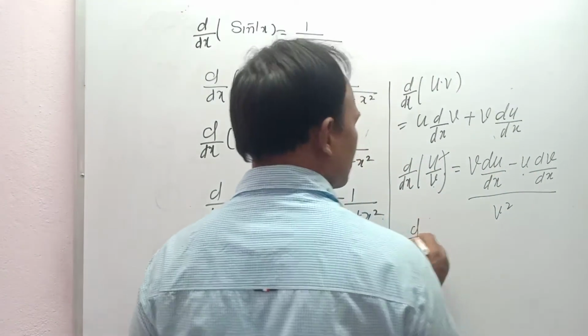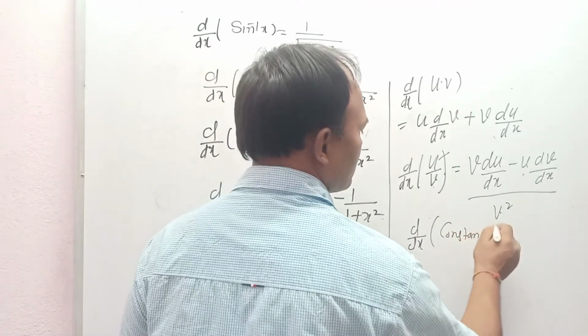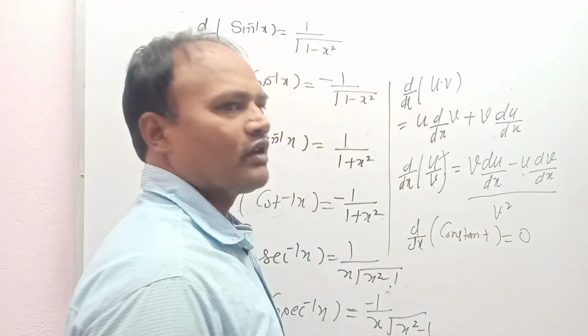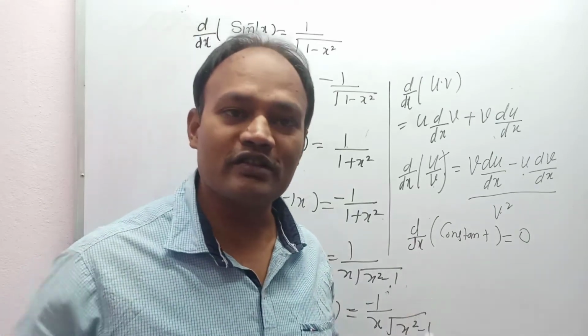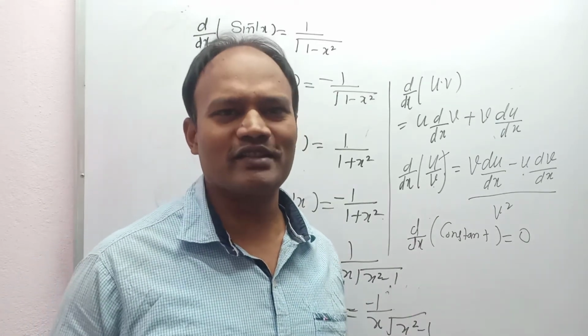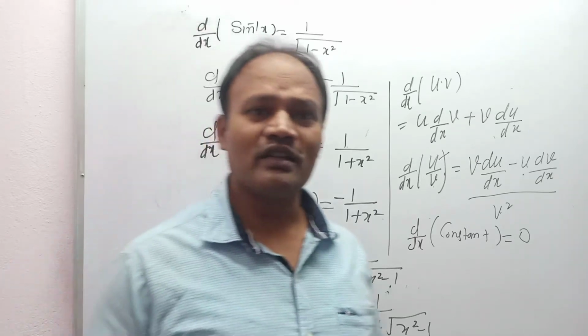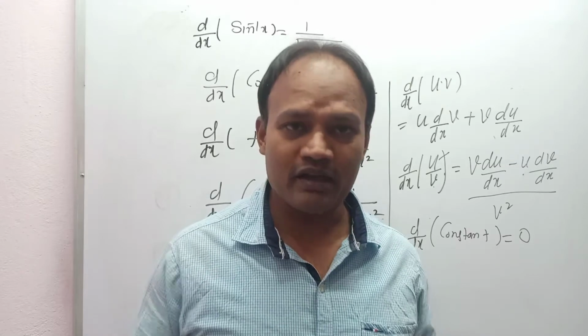And one more formula is also remaining, d by dx of constant means 0. When we are going to discuss what is the differentiation of a constant, we can say that it is 0. So it is very easy. So these are some formulas to apply for differentiation.